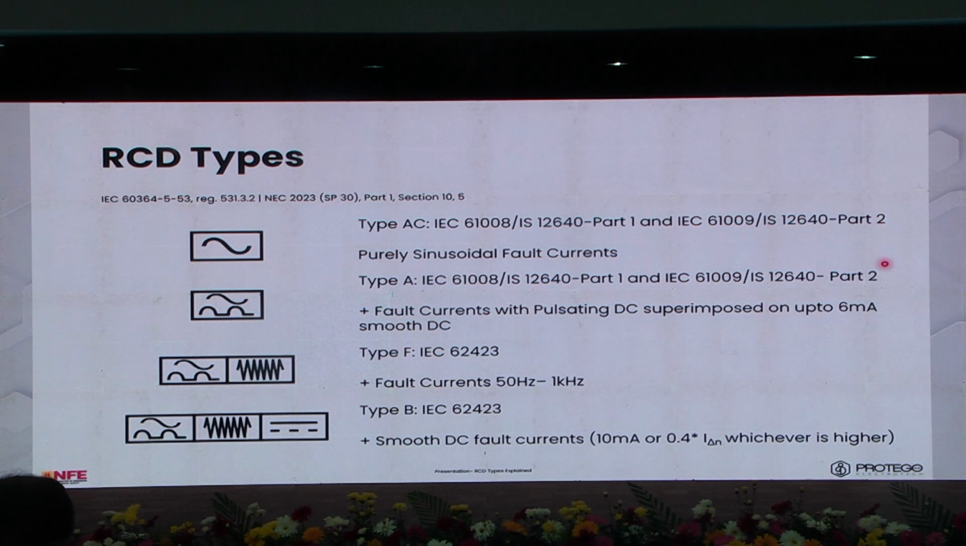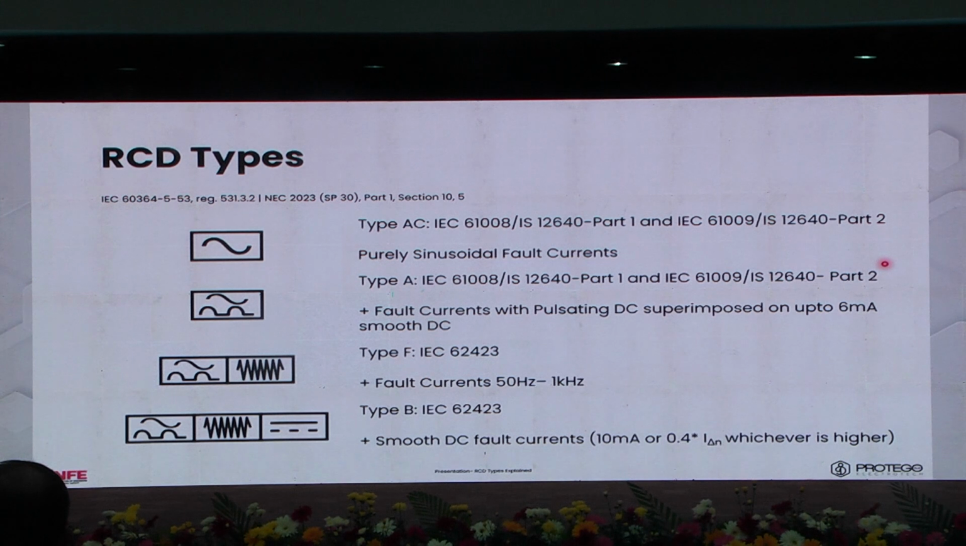A type B RCD, which a lot of you would have heard about being used in EV applications, does all of the above plus smooth DC. And the limit for smooth DC before it trips is 10 milliamps or 0.4 times I delta N, whichever is higher, by the way. So in the case of a 30 milliamp, that's going to be 10 milliamps or 0.4, which is 12. So 12 milliamps is going to be what it is.